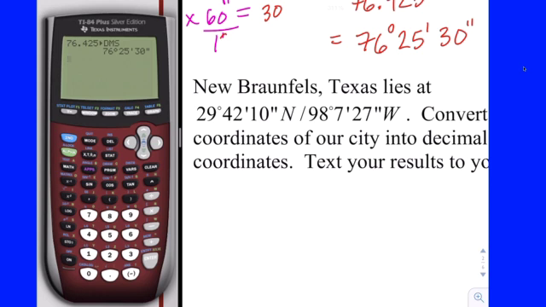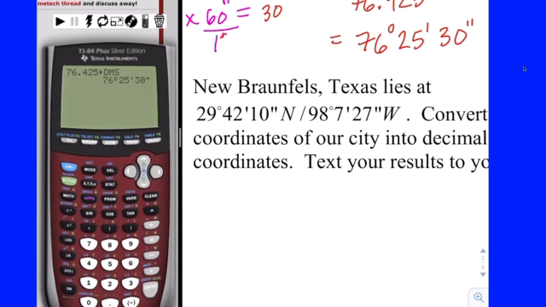New Braunfels, Texas. New Braunfels, Texas. Anyone ever been there? Yeah, sadly. Yeah, we're here right now, actually. If you looked up the official GPS coordinates of New Braunfels, Texas, on the, I guess, the Wikipedia page, you would see that it lies at 29 degrees 42 minutes 10 seconds north. That's kind of how we read that. 29 42 10 north by 98 7 27 west.